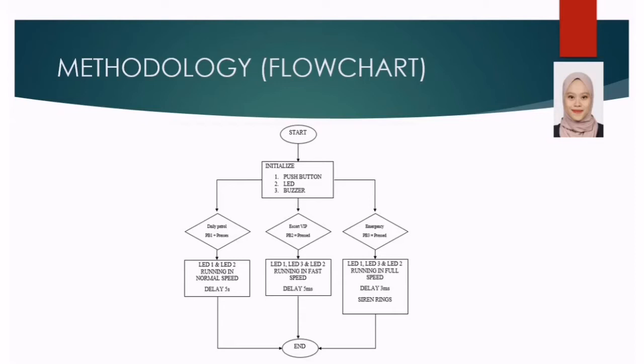Then daily patrol will run in normal speed for LED1 and LED2 and delay 5 seconds. For escort, it will run in fast speed on LED1, LED2 and LED3, delay 5 milliseconds. For emergency, we run full speed on LED1, LED2 and LED3 and delay 3 milliseconds, then the siren will ring.